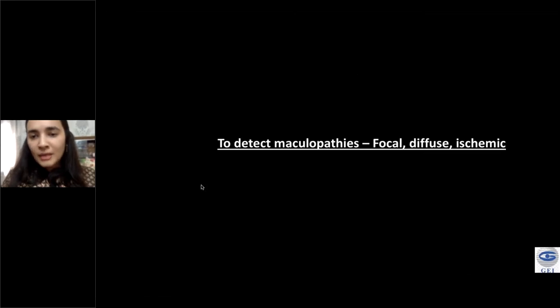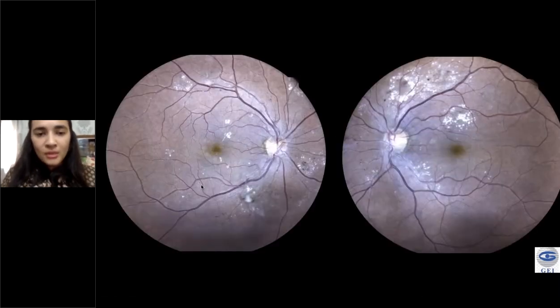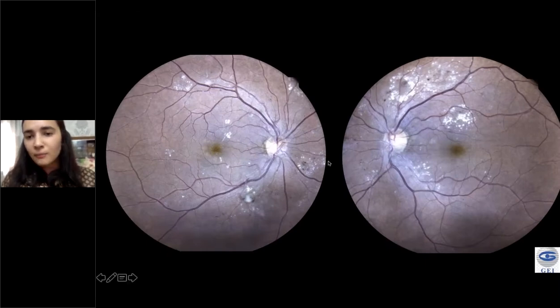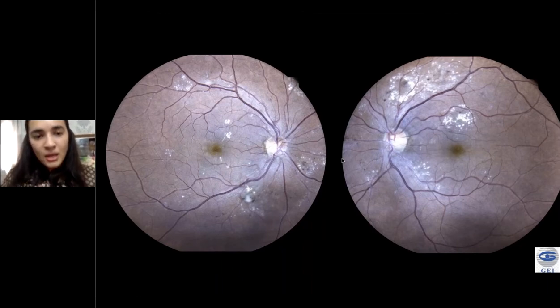Coming on to the next type of maculopathy, of course, you need to know in a diabetic whether your maculopathy is focal, diffuse or ischemic, because whether you're going in for a steroid injection, an anti-VEGF or a laser all depends on that. I'll show you an example of focal maculopathy. Again, a diabetic, you see clinically significant macular edema in both eyes. There is this beautiful hard exudate so clearly delineated due to this true color image.